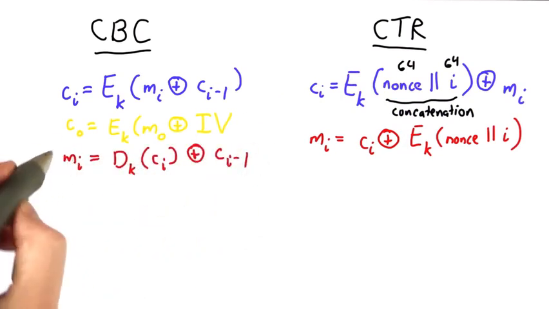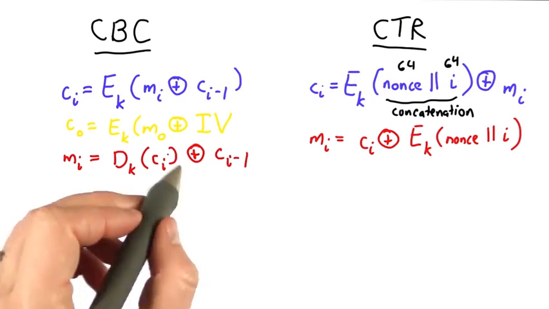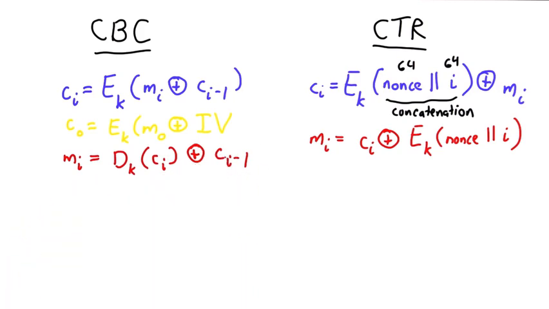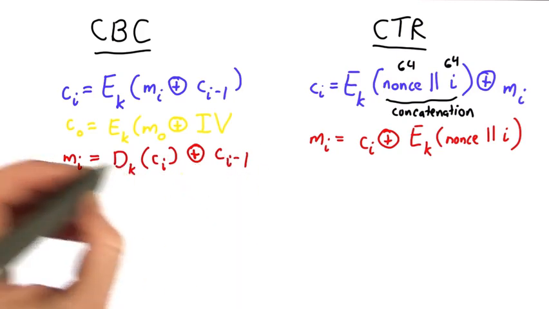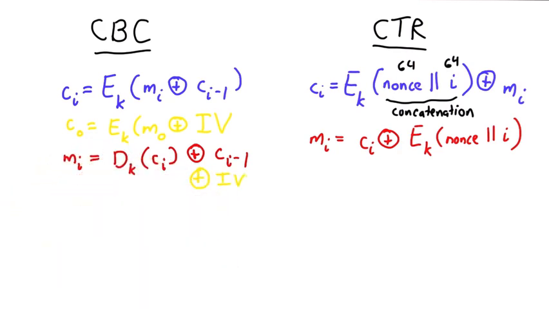With CBC mode, the ith message block is the result of decrypting the ith ciphertext block and XORing that with the previous ciphertext block. Or in the case of the very first block, XORing that with the IV.